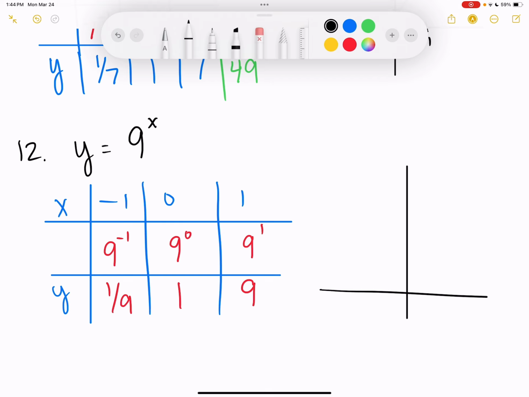So I set up my graph, and then I'm going to plot these points. At -1, I'm at 1/9. Again, I'm just putting it somewhere right above the axis there. At 0, it's at 1. And at 1, it's at 9. And then just connect the dots. Make it as rounded as possible. Obviously, it's not perfect, but that's okay.